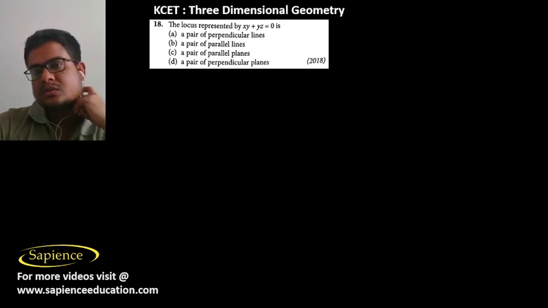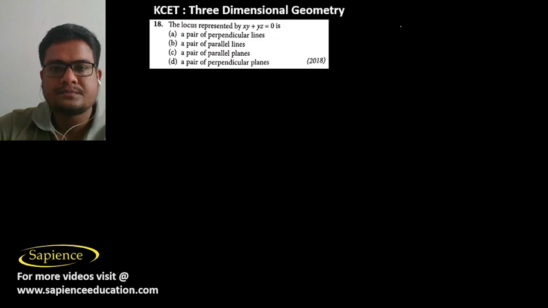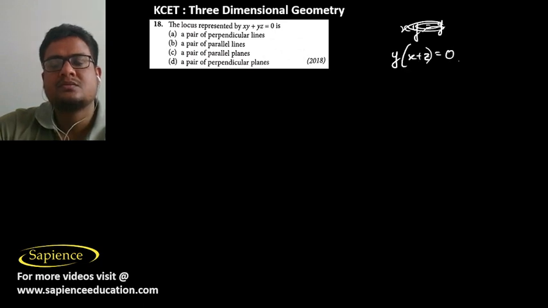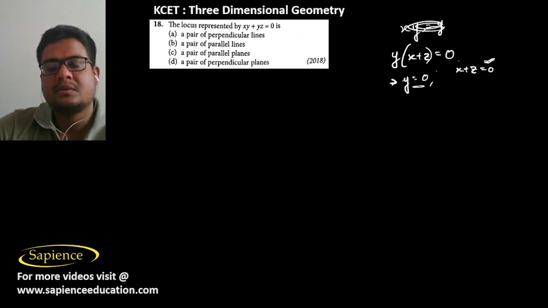So here it is told the locus represented by xy plus yz equal to 0 is xy equal to yz. You can say y into x plus z is equal to 0. So it represents y equal to 0, which is an equation of a plane, and x plus z equal to 0 is also the equation of a plane. So it represents the equation of a pair of perpendicular planes.